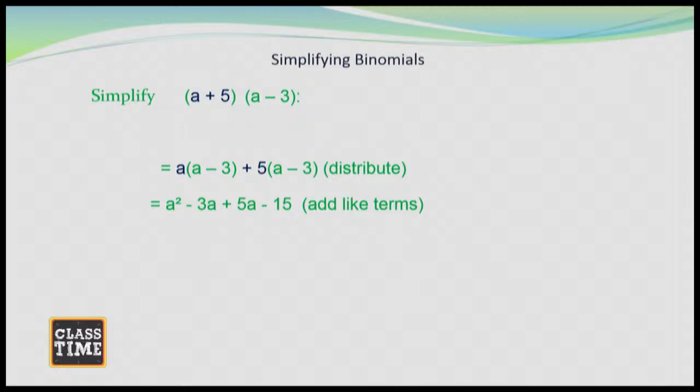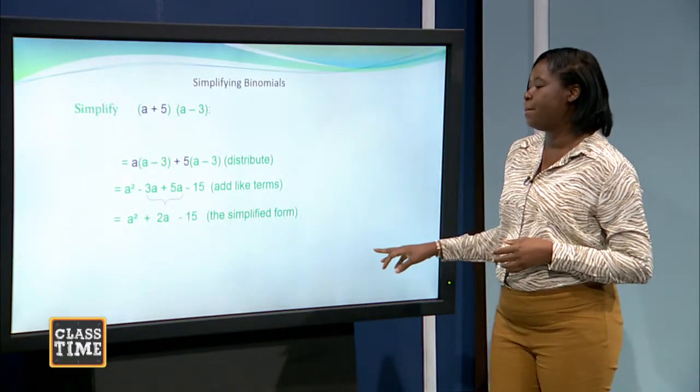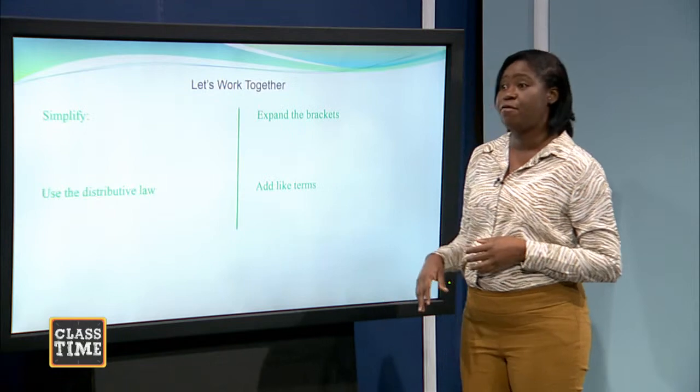So we will operate on those like terms. You're correct, they have the same variable and the same exponent. We would simplify these like terms, combining them to provide one term. Negative 3 added to 5 will give us positive 2A. And this would be our simplified form.